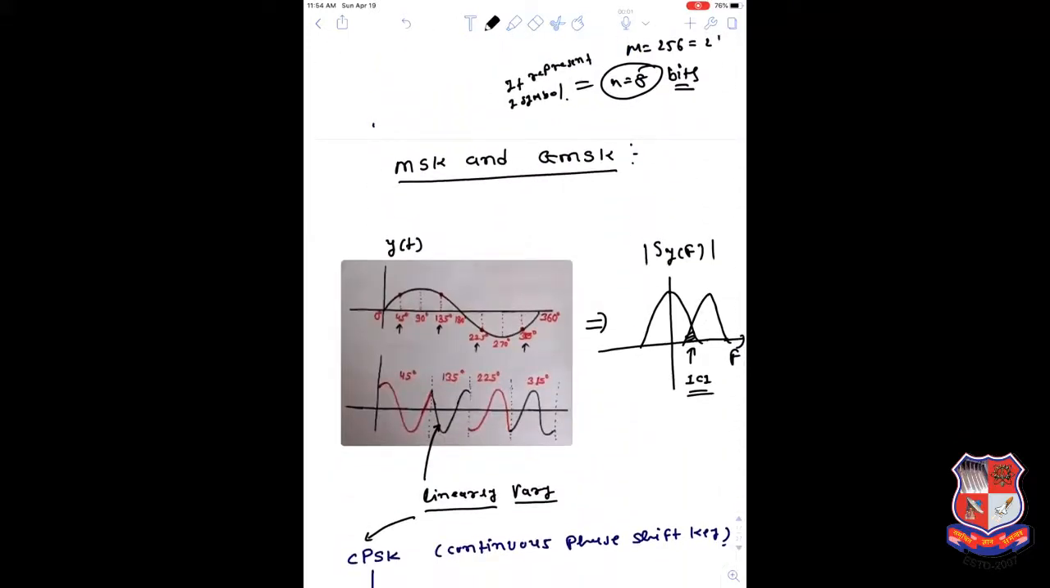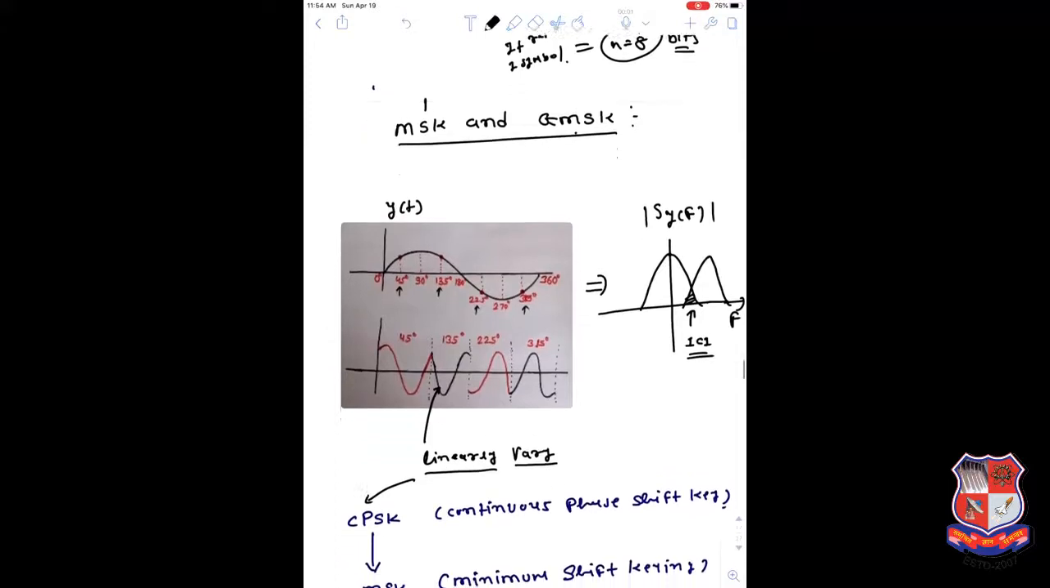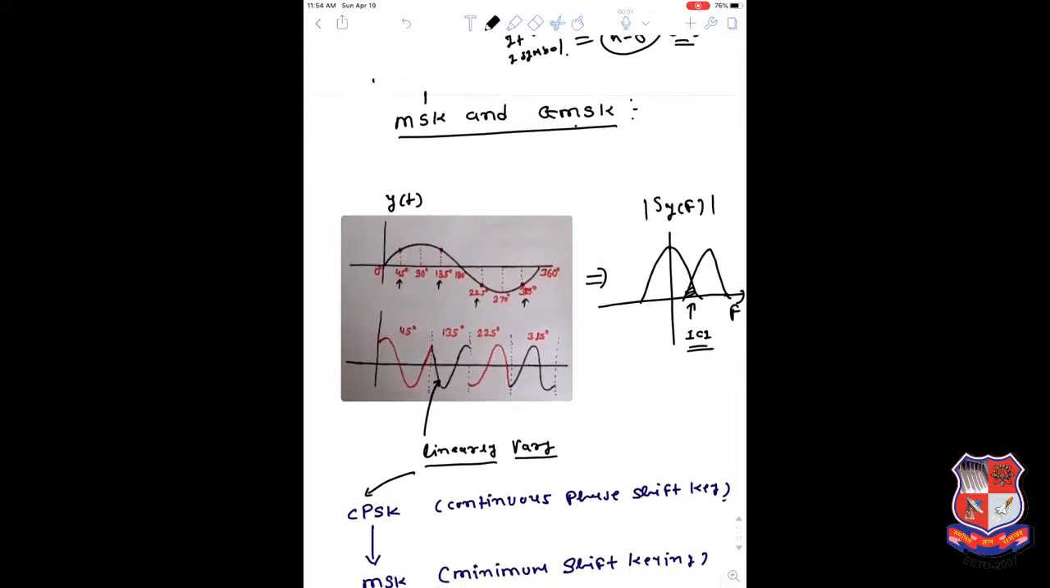Okay, now we reach the last topic of your syllabus, and that is the minimum shift keying and Gaussian minimum shift keying. What we have noted earlier is that if we are using frequency shift keying or phase shift keying, the main problem is the phase variation. If you observe here, whenever the symbol is changed, this is a symbol S1 and this is a symbol S2. So in phase shift keying, the phase would vary, here from 45 degrees to 135 degrees, and that is a sudden change of phase, or abrupt phase change.